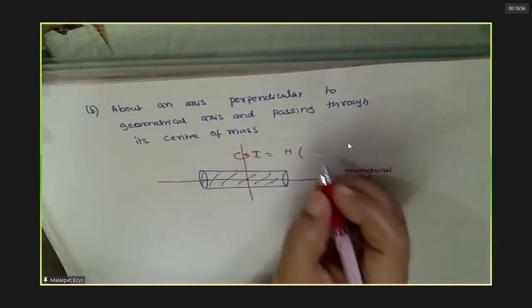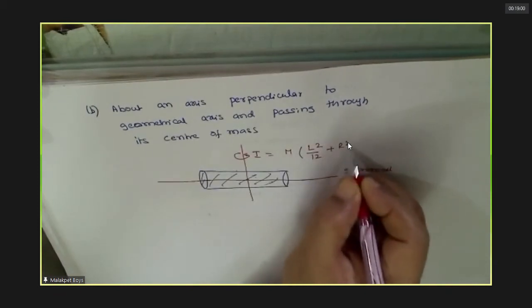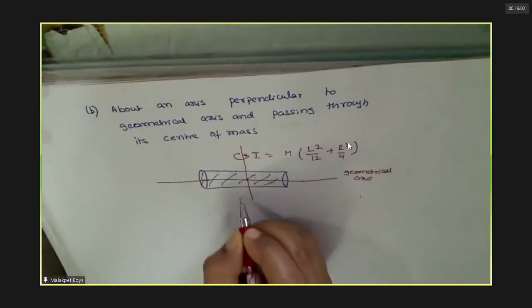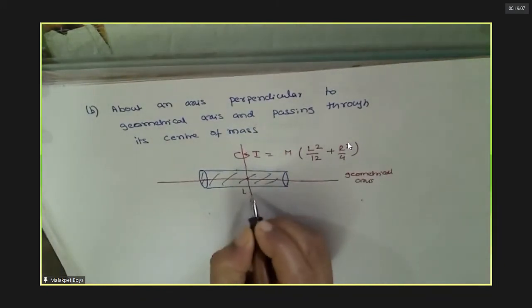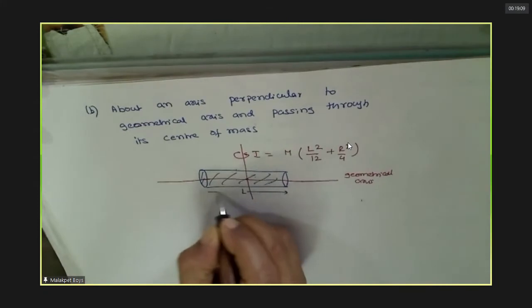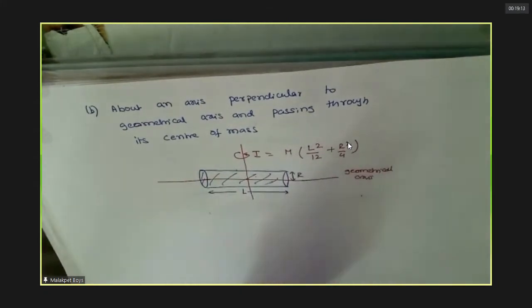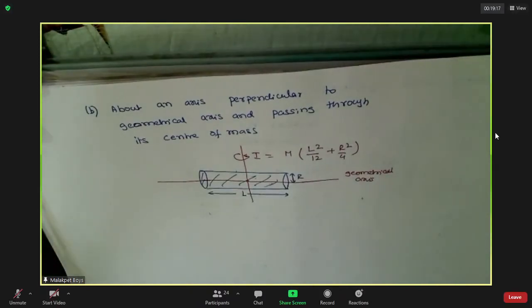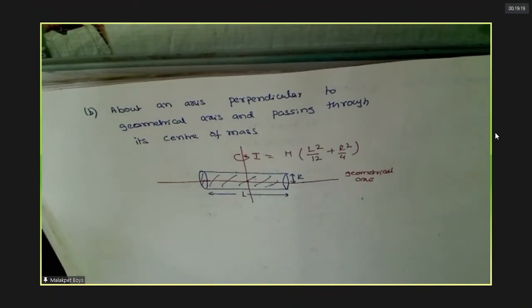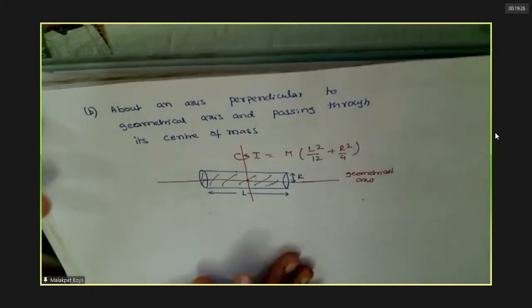Okay. See, with a little bit of integration, we don't require that. It is L square by 12 plus r square by 4, where this is L. Got it? Yes, sir. Next.